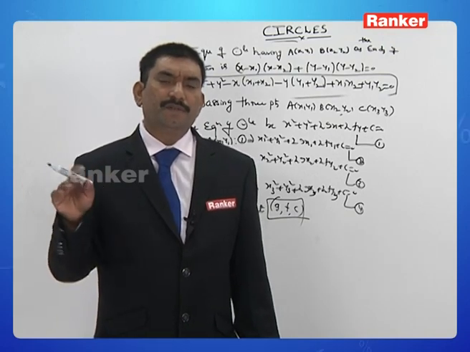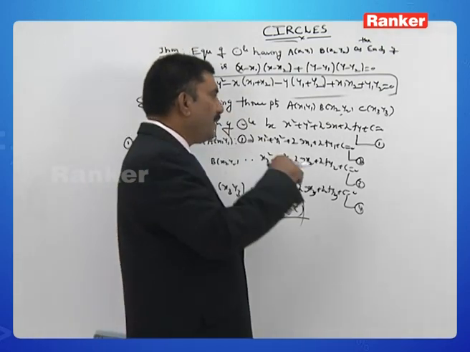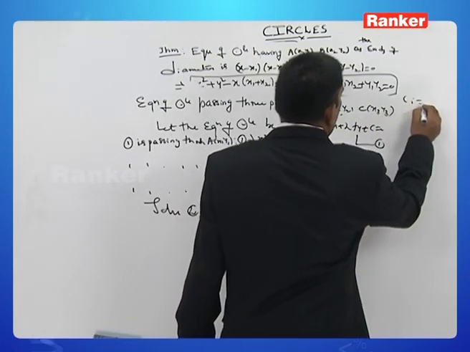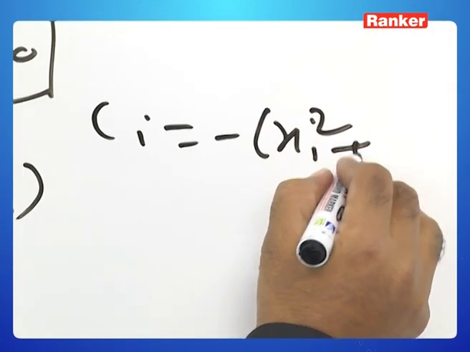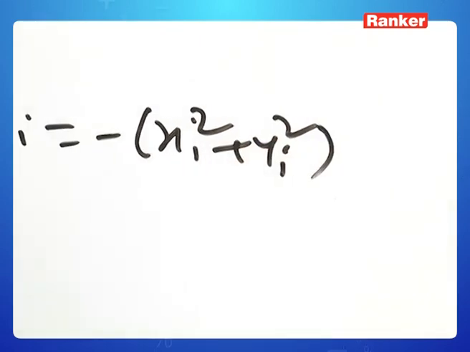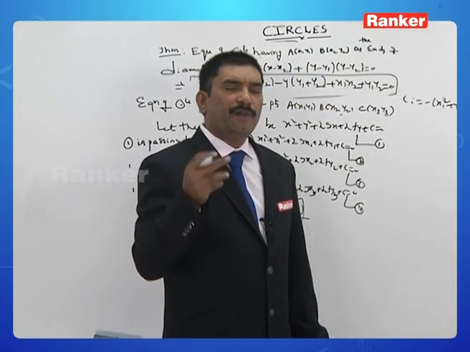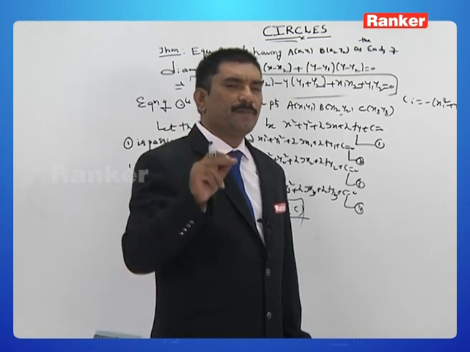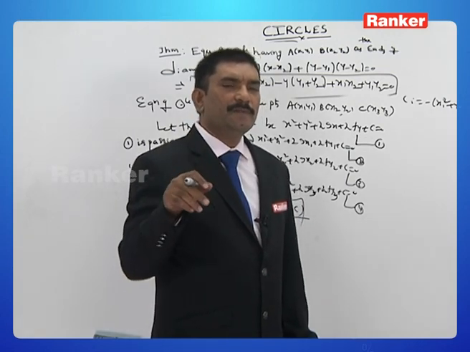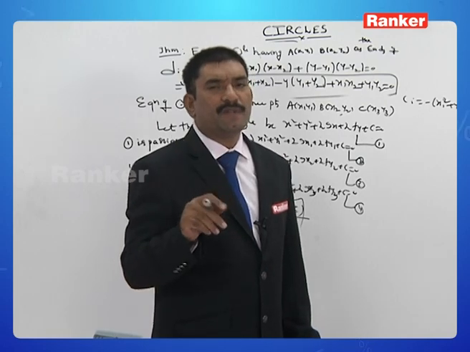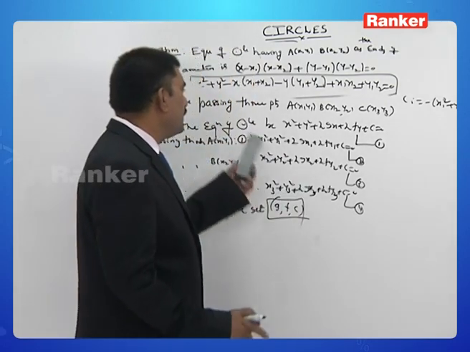That is equal to 0, where in that case ci is equal to minus of xi square plus yi square. If i is equal to 1, it's x1 square plus y1 square. If i is equal to 2, x2 square plus y2 square, c3 minus of x3 square plus y3 square. That is the first method. The second method is this.